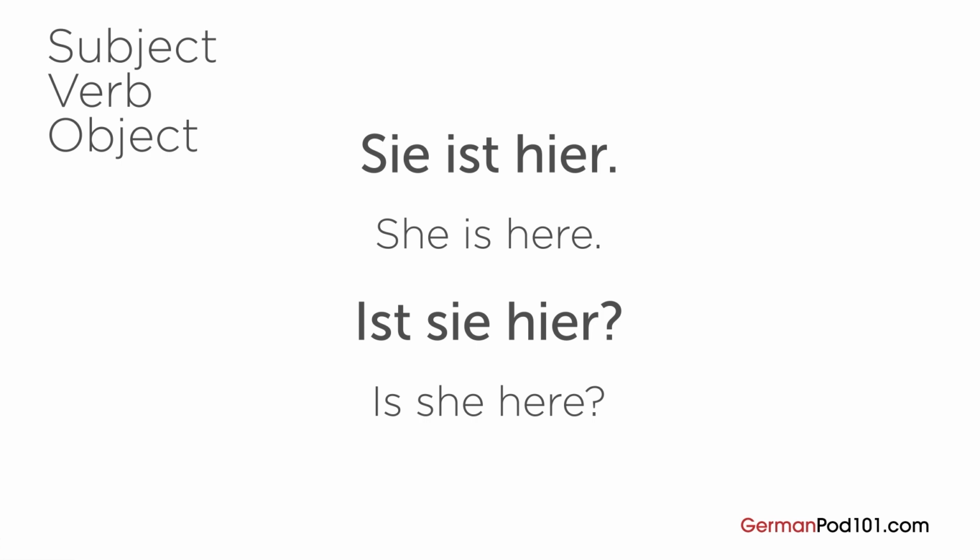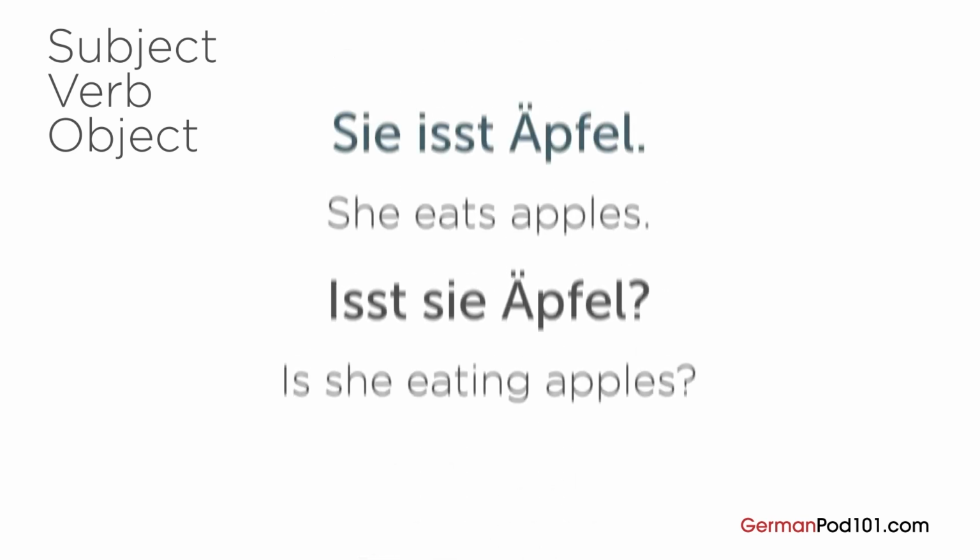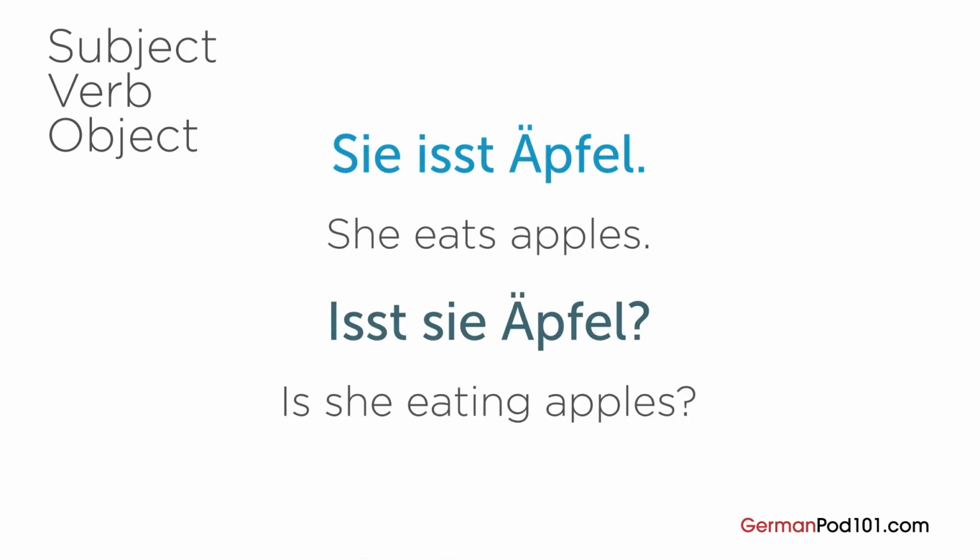Formulating questions in German is also easy. Simply swap the verb and the subject to make a sentence into a question. Sie ist hier. Ist sie hier? Sie isst Äpfel. Isst sie Äpfel? Just a quick swap makes this a question.